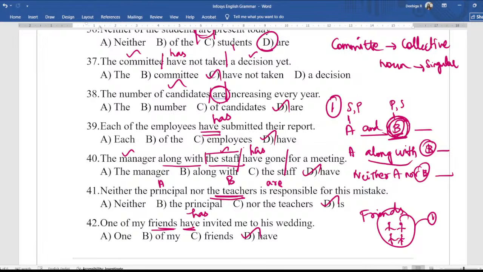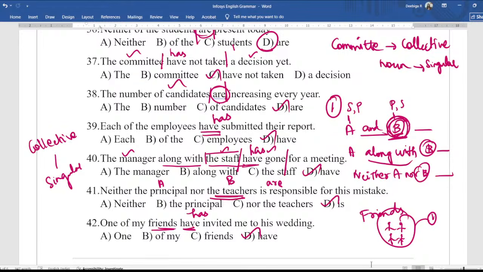So that is why I am taking the staff. So staff, that is a collective noun. Okay, staff is a collective noun. Manager along with the staff. So if you know, the singular word is staff. Plural is also staff. So we don't know if they're talking about singular or plural. So they are treated as a collective noun. Collective nouns are always singular. So you go for the singular verb has. That is why the have part is wrong here.